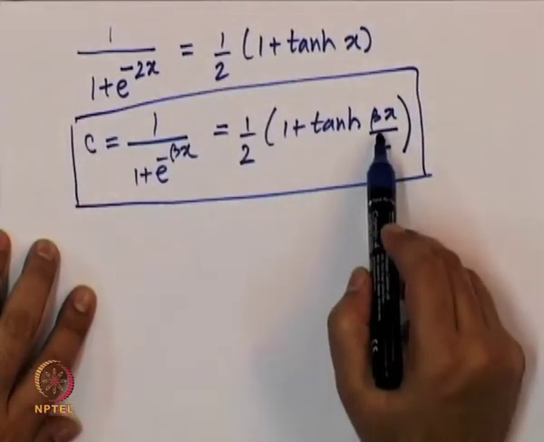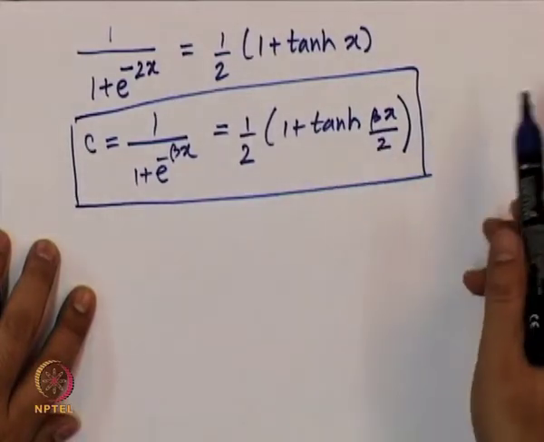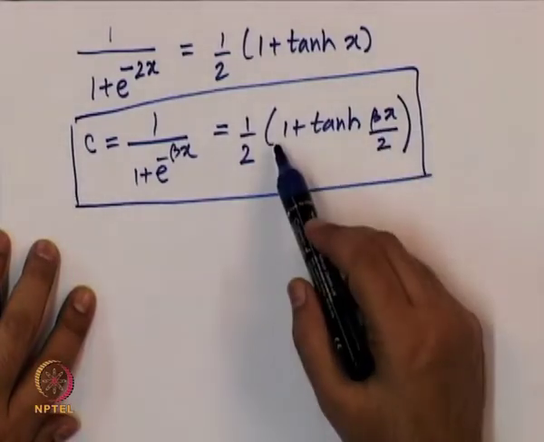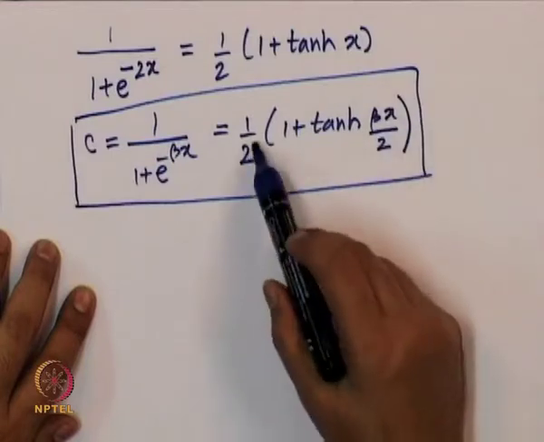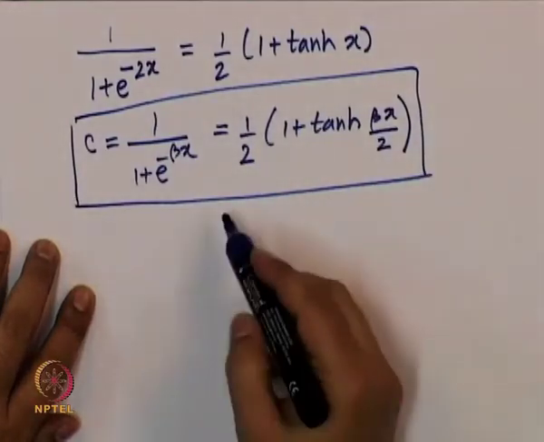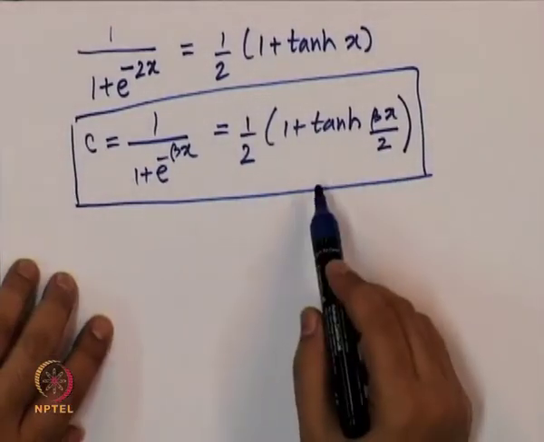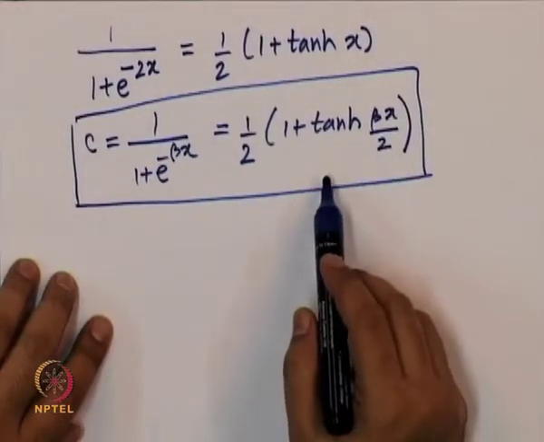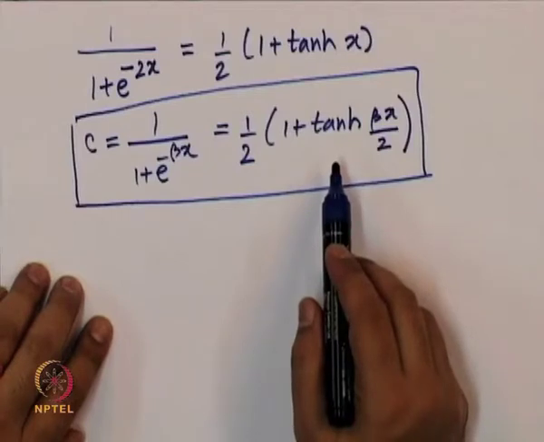Remember, tan hyperbolic x goes from minus 1 to plus 1 and you add 1 to it. So, it goes from 0 to 2, you divide by 2, it goes from 0 to 1. So, that is the solution that we were looking for. So, this automatically gives me the solution that we are looking for, right.